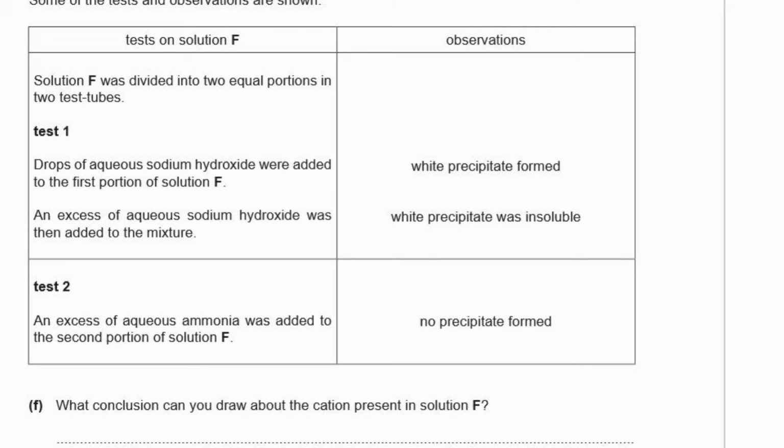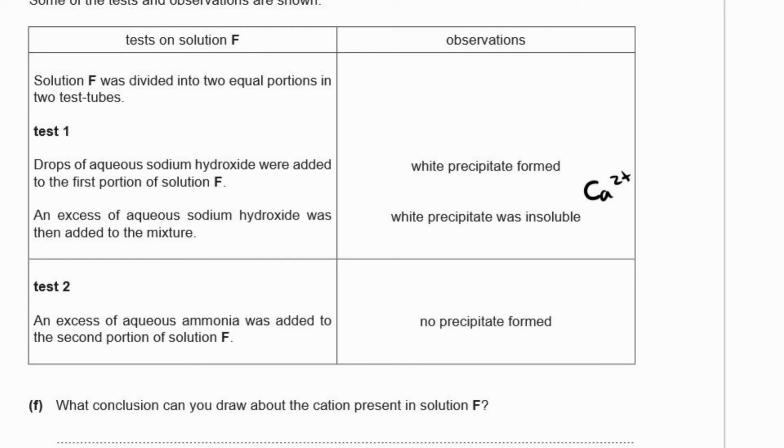All right. That looks like it could be, as it's a white precipitate, and with excess sodium hydroxide it was still insoluble. That sounds like it is calcium 2+. But we will check with test 2. So an excess of aqueous ammonia was added to the second portion of solution F. No precipitate was formed. That still sounds like calcium.